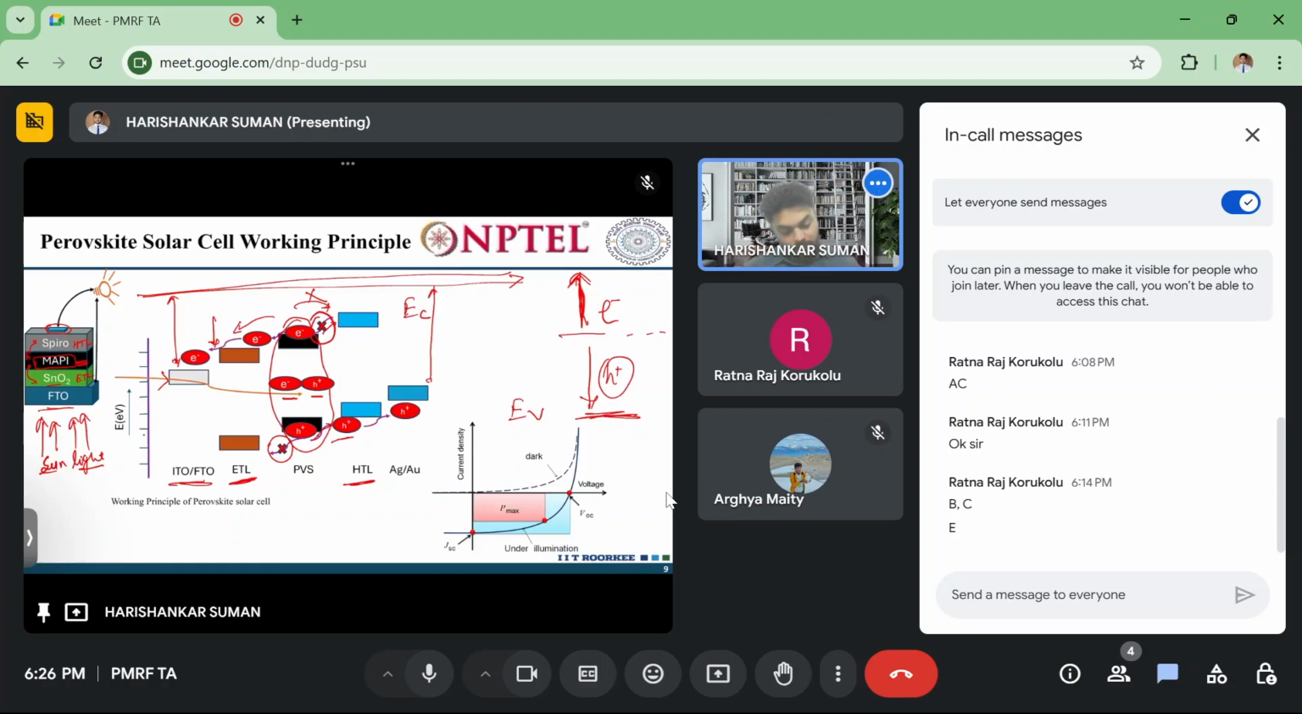Then it is transported to the metal contact, or FTO or ITO electrode, then collected by the external circuit. Then we can measure the current and voltage to get the IV curve. This is for dark, without light. But when we illuminate the solar cell in the presence of sunlight, this whole curve is shifted downward.